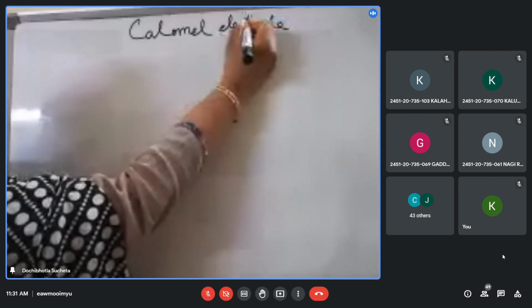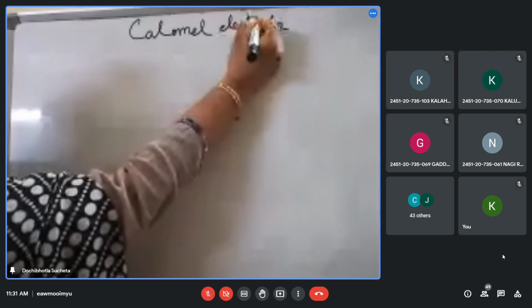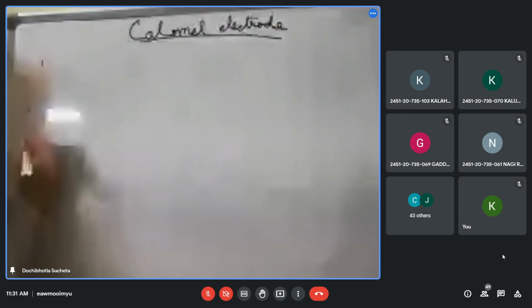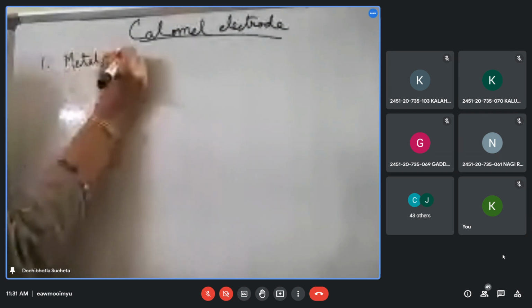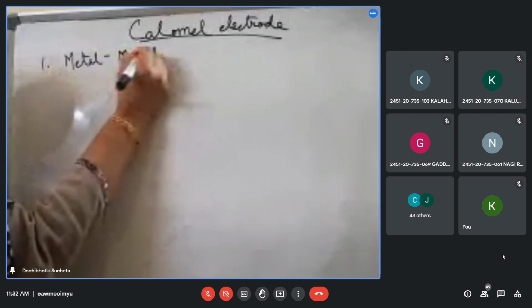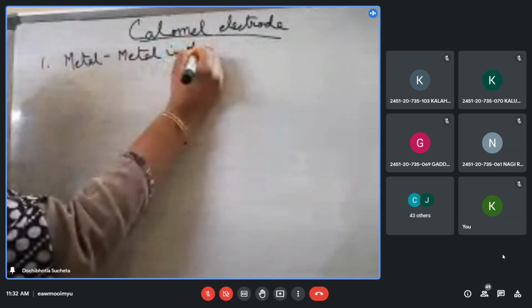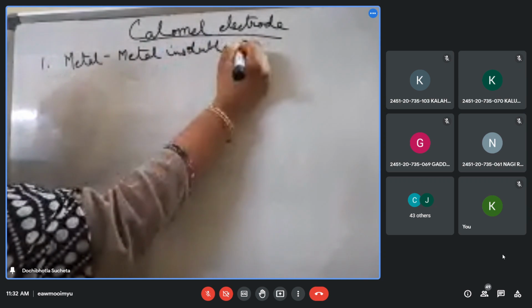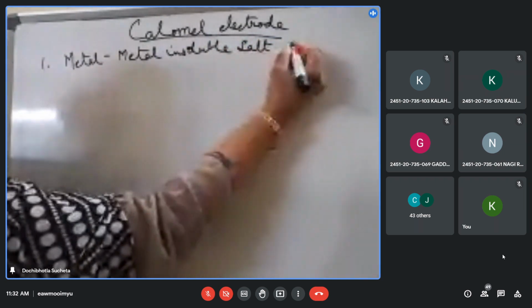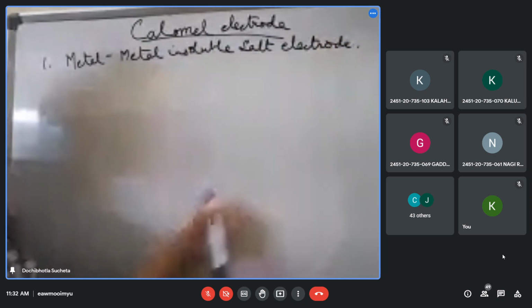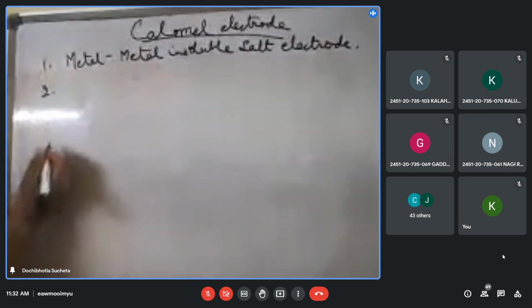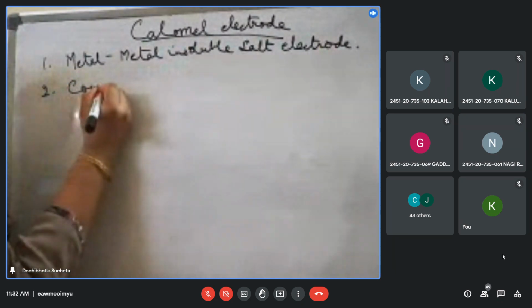The calomel electrode. What did I give you with respect to calomel electrode? It is a metal insoluble salt electrode. Metal insoluble salt electrode. It's a very commonly used secondary reference electrode.